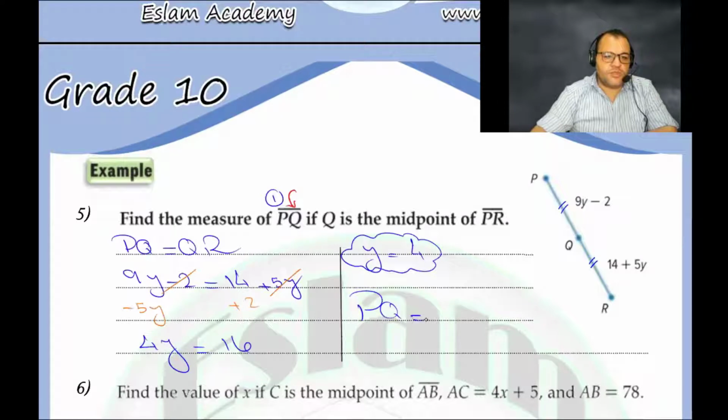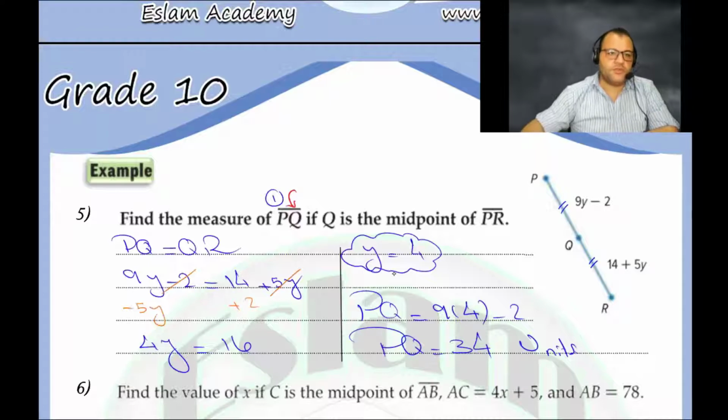By using substitution. 9 times 4 minus 2. It means PQ equals 9 times 4, 36, minus 2 is 34 units. You get the idea for this one? We have to write units, because we are measuring the length. So just say 34 units.